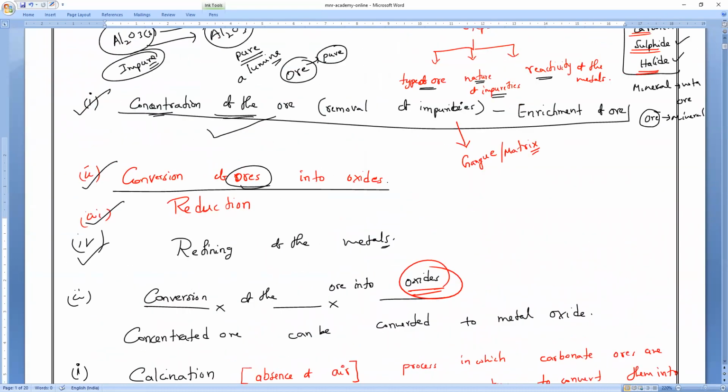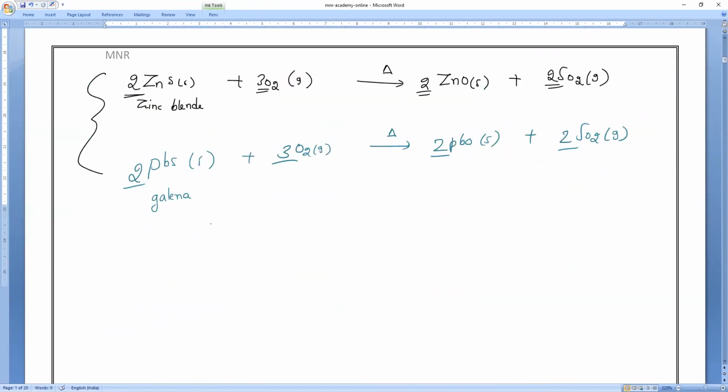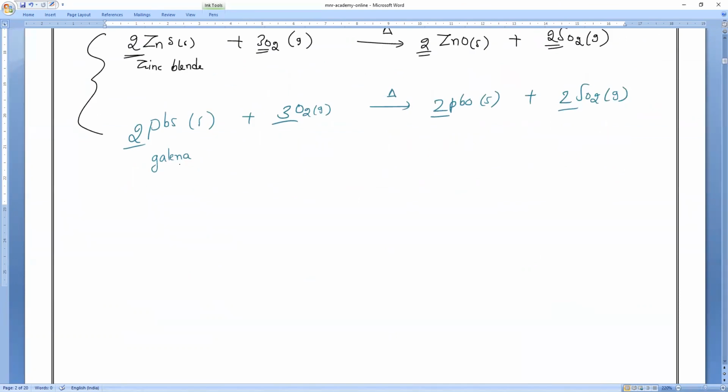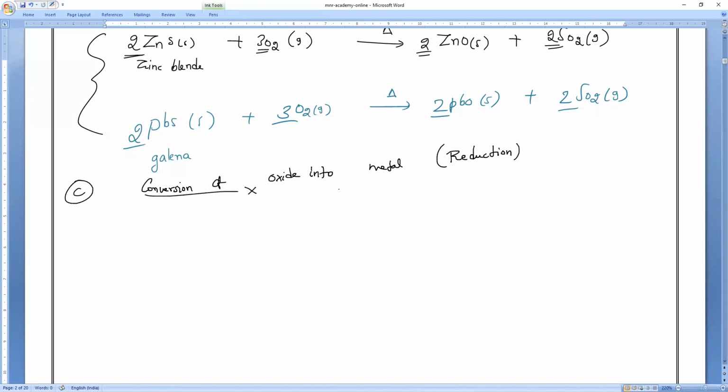Now, there is the next step. After converting into oxides, what is the third step? Yes, reduction. That is what is called reduction. So the conversion of oxide into metal is the process called reduction. Write it: third step, conversion of oxide into metal. What is the name of the process? We call it reduction.